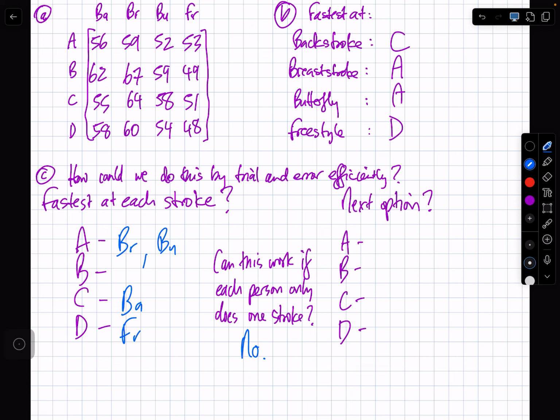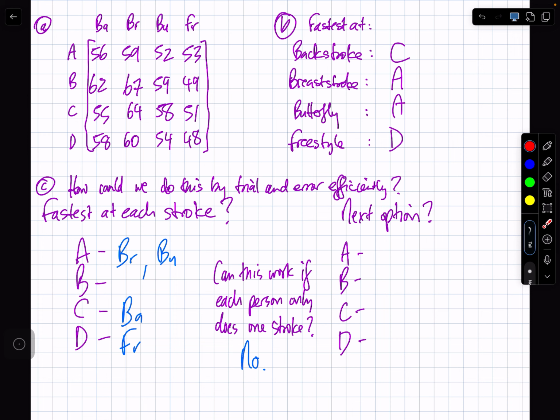Is there a way that we could do that? What's A the fastest at? A is fastest at, see, backstroke is 56, breaststroke is 59 and butterfly is 52. Why don't we keep A doing 52 and then let B do breaststroke? B does breaststroke because that's the worst of A, left over, and freestyle. Is that the fastest team? Do we know for sure? Is there another way that we could do it? We're only doing it by eye right now. I'm not giving you a system right now to find the right answer.